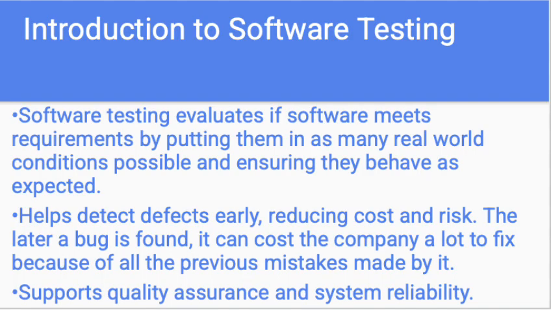Introduction to software testing. So, what exactly is software testing? What a software tester does is evaluate whether the software is meeting the requirements and behaving the way it is supposed to. They do this by putting in as many real-world conditions as possible, and at the end, they identify any defects, bugs, or missing requirements before the software is released. There are some functional requirements and some non-functional requirements that are the goals of software testing.